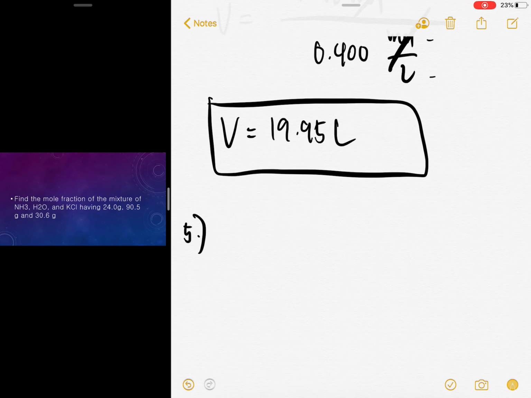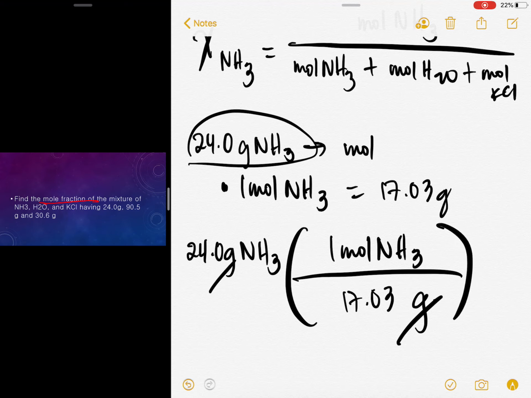Bakit natin nilalagay yung grams sa baba? Para mag-cancel yung ating units sa taas, mole ng ating ammonia. So, 24 divided by 17.03, the answer is 1.41 mole of ammonia. Okay, tapos na ba? Hindi pa. Hindi natin siya masasubstitute sa formula na to kasi nakagram pa yung ibang components.